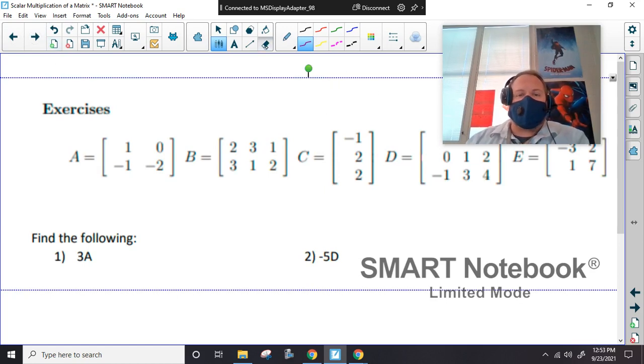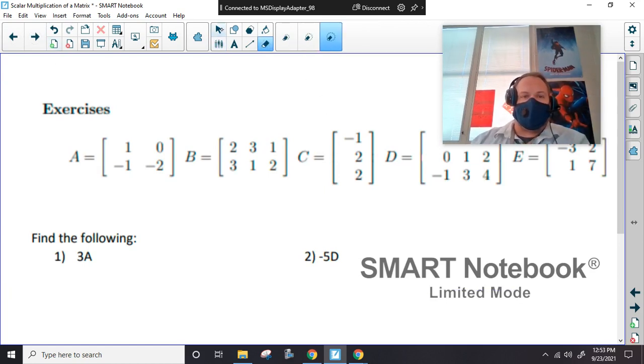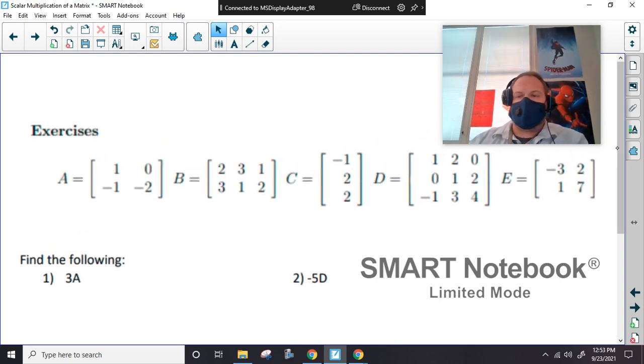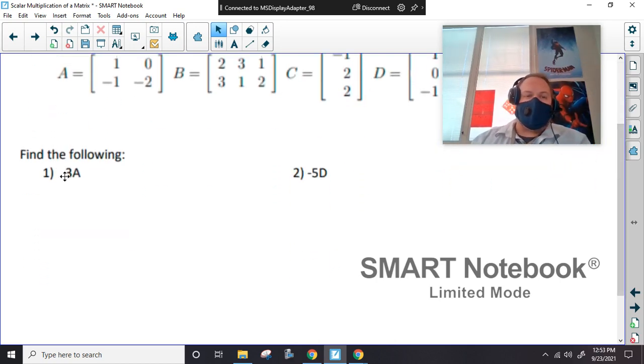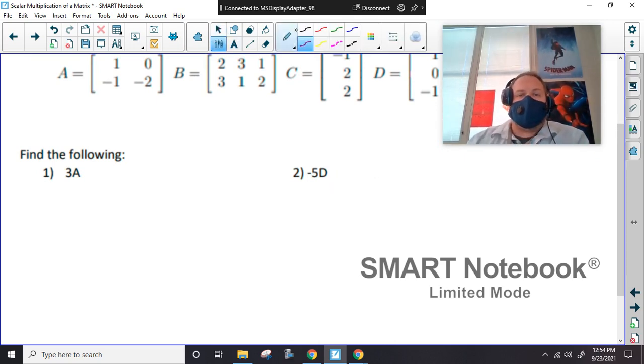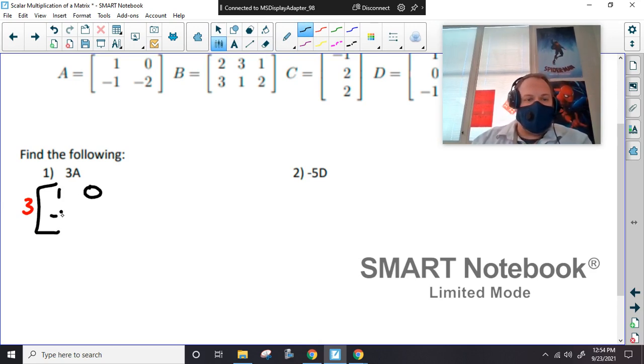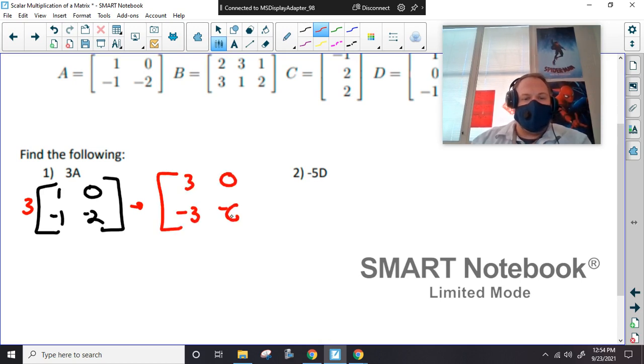All right. So, usually you can see stuff like this where it's got multiple different matrices and then you get something like 3A or negative 5D. Really, all that means is you're going to take this number and multiply it by everything that's in the A matrix. Okay. So you would get 3, 0, negative 3, negative 6. That's all you do.